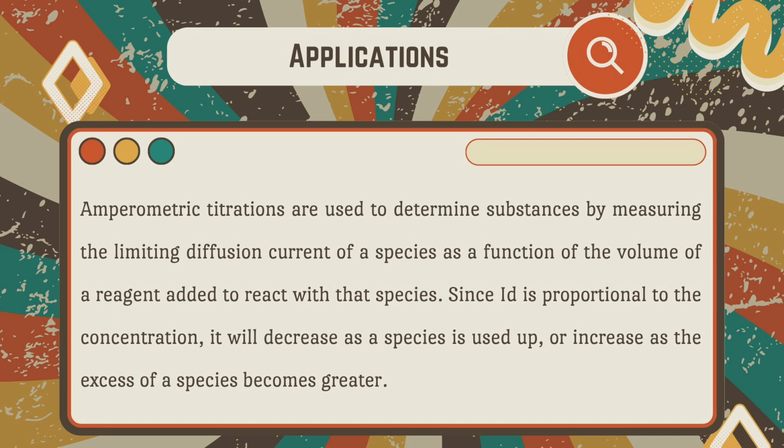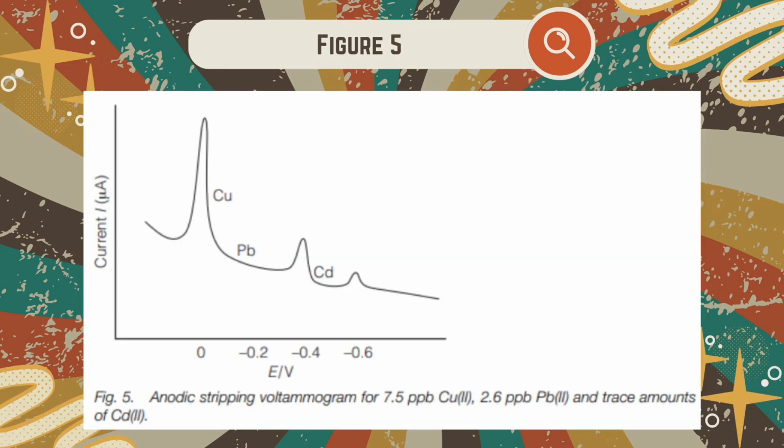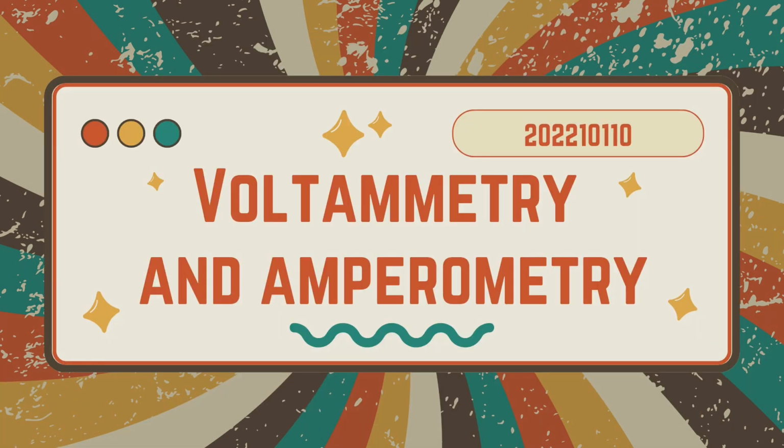Applications of anodic stripping voltammetry are chiefly for the determination of trace amounts of amalgam-forming metals, while cathodic stripping voltammetry is used for determining species that form insoluble salts with mercury. The preconcentration stage allows determination in the concentration range 10 to the power of negative 6 to 10 to the power of negative 8. And that's all for our topic about voltammetry and amperometry.